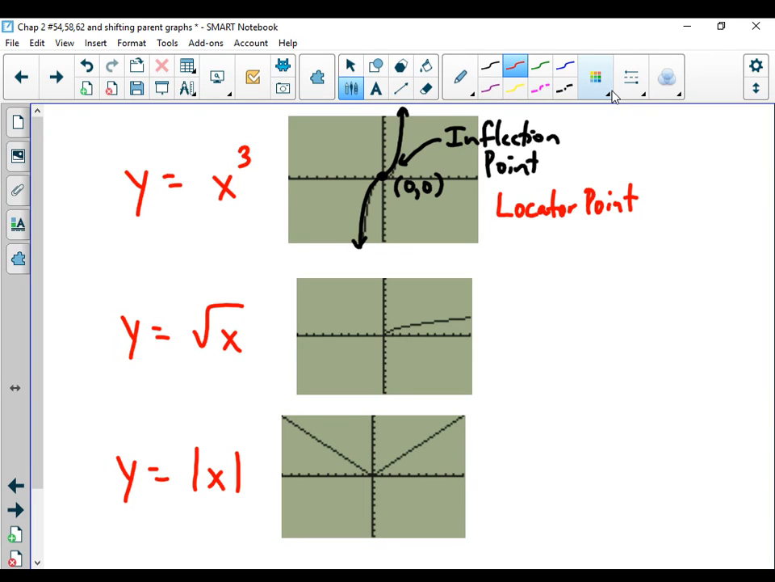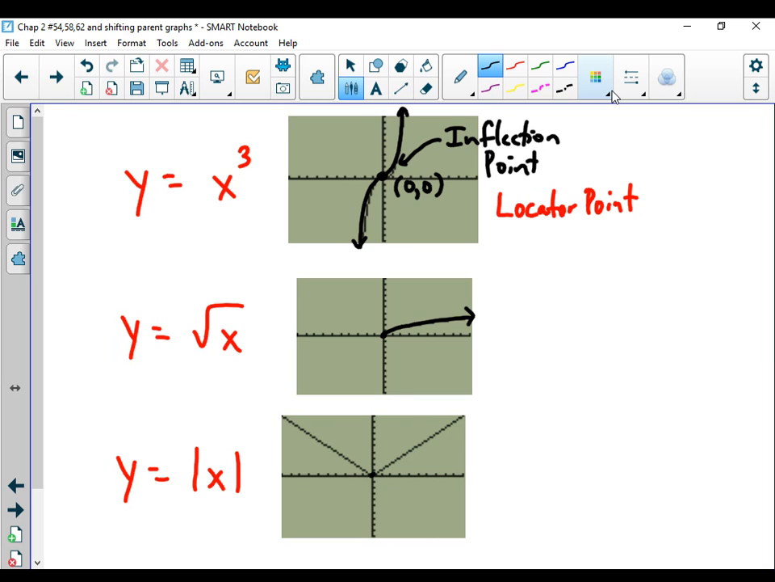Where do you think the locator point is for the square root of x in its graph? What might be an important part? Yeah, the origin again. So the locator point here is at 0, 0 because that's where it started. And a lot of times that's what I just refer to it as. It's the starting point. So it's the starting point of my square root graph. What about the locator point of our absolute value? The vertex, which is where on this one, 0, 0 again.